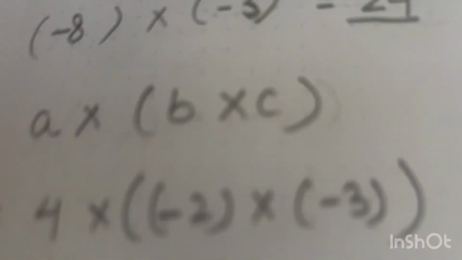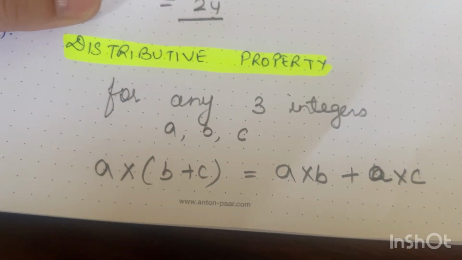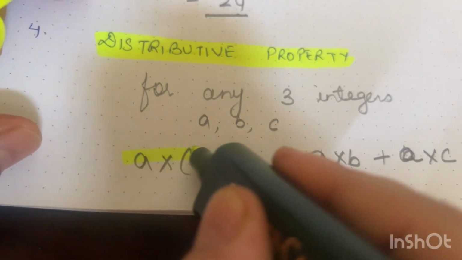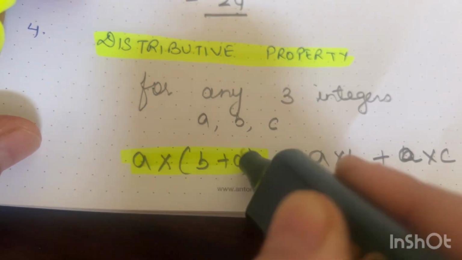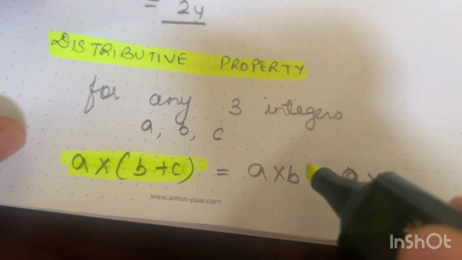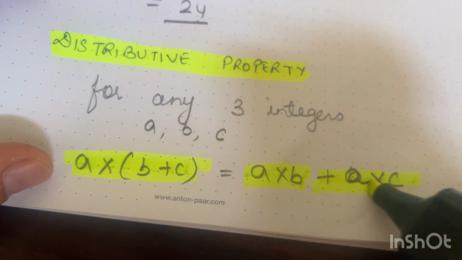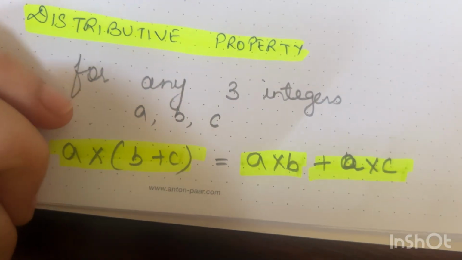So this is the distributive property of multiplication of integers, which states that a multiplied by (b plus c) in bracket is equal to a multiplied by b plus a multiplied by c.